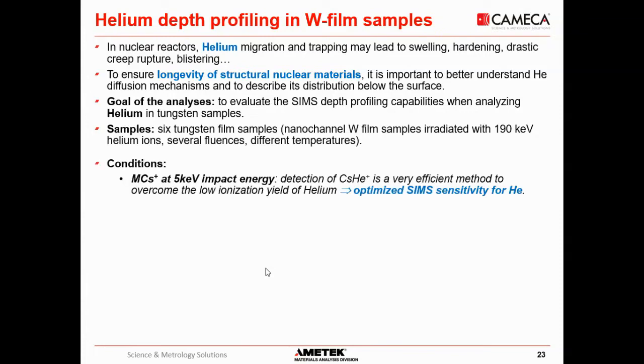We have used conditions that I didn't mention before, but the MCs+ technique is one interesting technique for detecting species that do not ionize very well. Instead of analyzing helium alone, we bombard the sample with cesium primary ions and then record the cesium plus helium cluster. It allows us to overcome the low ionization yield of helium, so as to guarantee the best sensitivity.